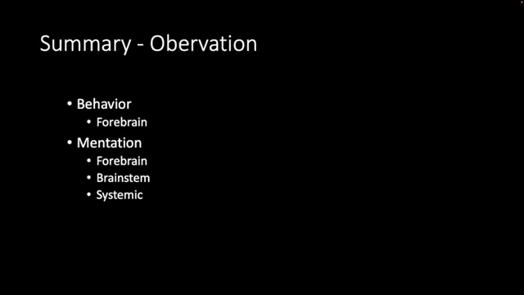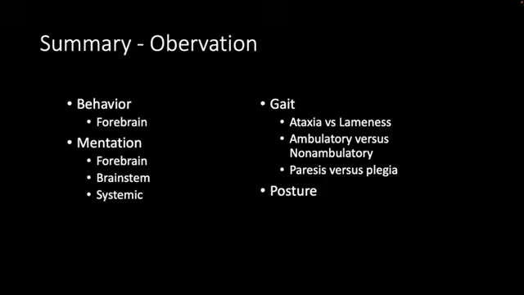This concept applies for gait as well. Could it be ataxia or lameness? Then further knowing if the patient is ambulatory or not, or even has motor function, could help with prognosis and recommendations. Finally, understanding that certain gaits localize to certain areas is also a key concept to grasp with neurolocalization.